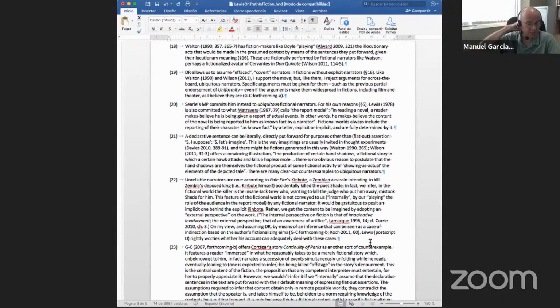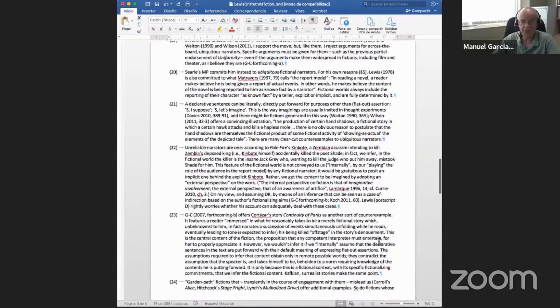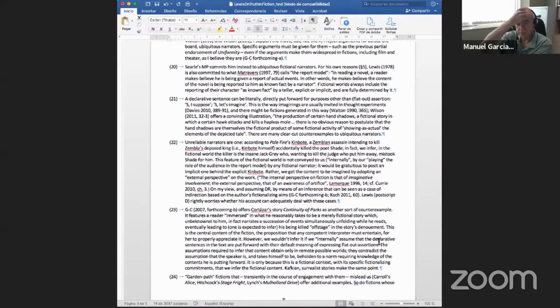Wilson provides this illustration. It's just an illustration, but it is similar to the case of the thought experiment. Wilson mentions the production of certain hand shadows, a fictional story in which a certain hawk attacks and kills a hapless mole. He says there is no obvious reason to postulate that the hand shadows are themselves the fictional product of some fictional activity of showing as actual the elements of the depicted tale.